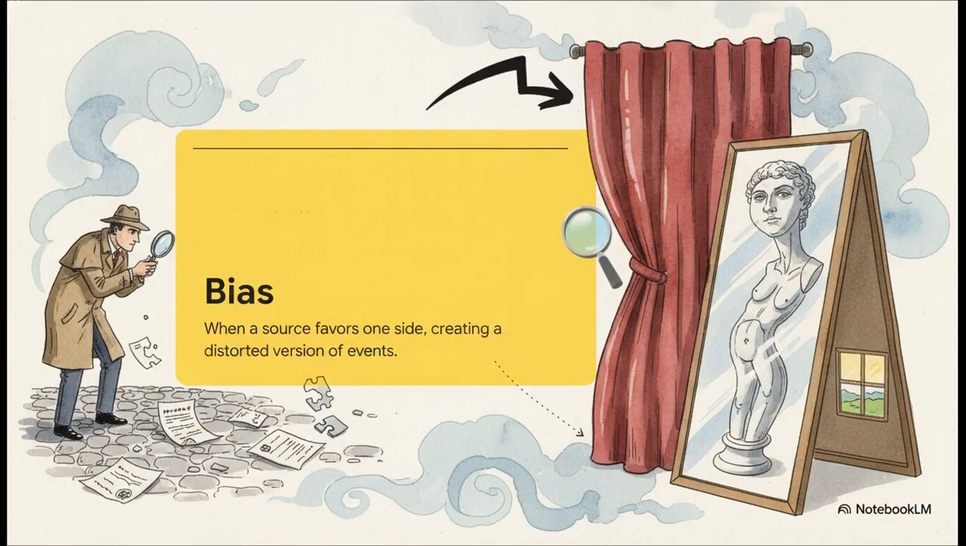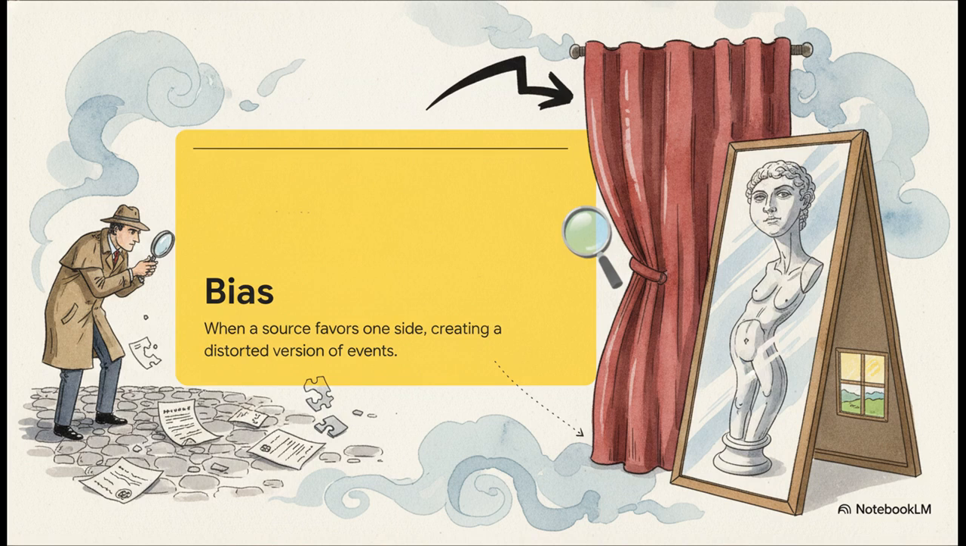To be a top-notch detective, you've got to know exactly what you're hunting for. So let's break down our terms. First up is bias. Bias happens when a source strongly favors one side or perspective, and in doing so, it often ignores or actively hides evidence that supports the other side. This creates a highly distorted, or at best, incomplete version of events. Honestly, recognizing bias is your absolute best defense against accepting unfair or unreliable information as a stone-cold fact.